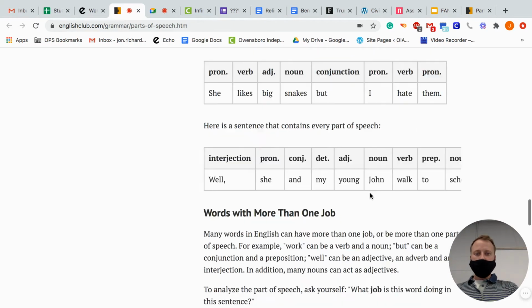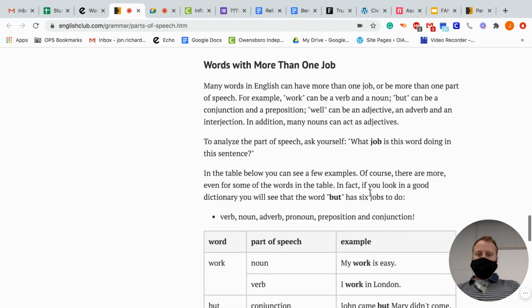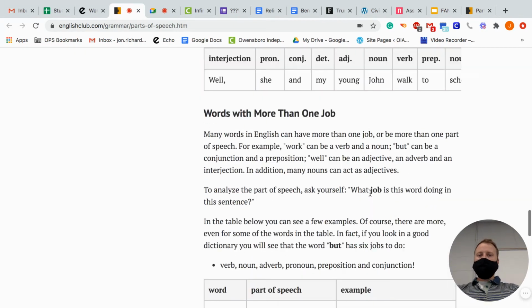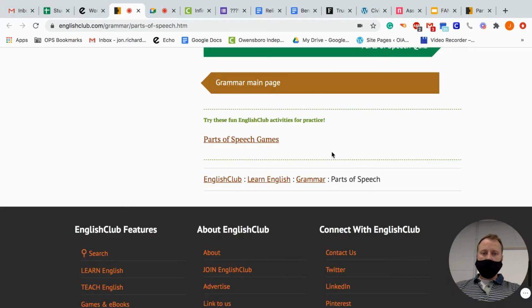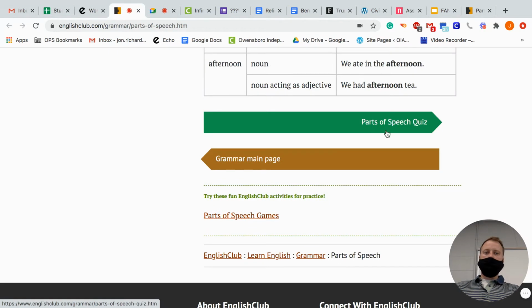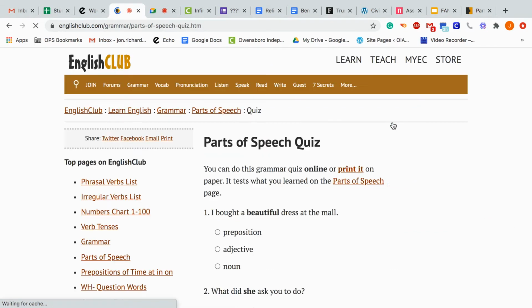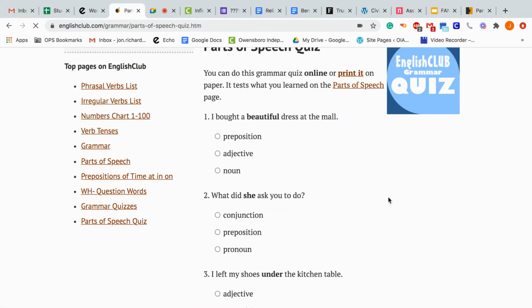Okay? All right. So, we're not going to worry about words with more than one job. We're going to skip that for now. But what I want you to do is the parts of speech quiz. This isn't for a grade. It's just for you to work out that muscle of what part of speech it is, okay? So let's take that parts of speech quiz. So click on that green. It's not for a grade. It's just a practice for you to see if you know, okay?